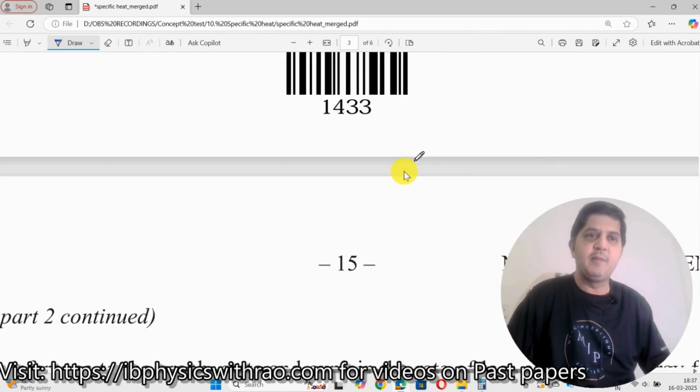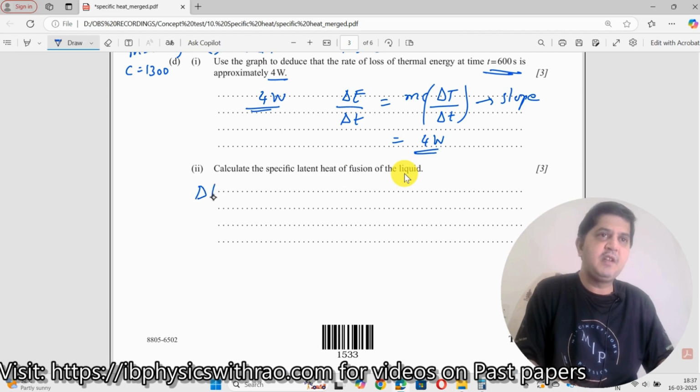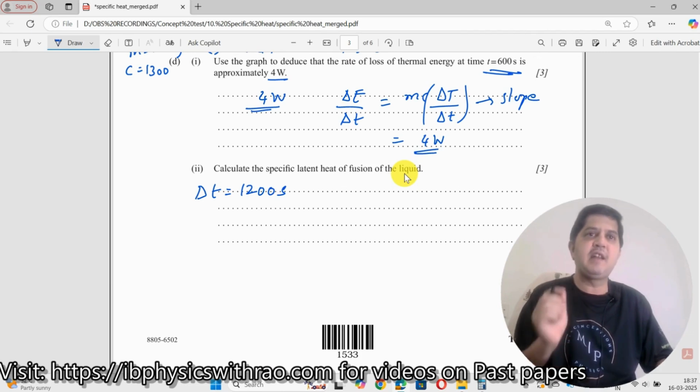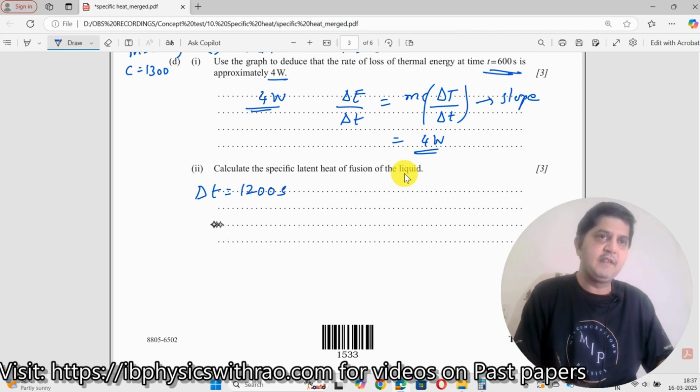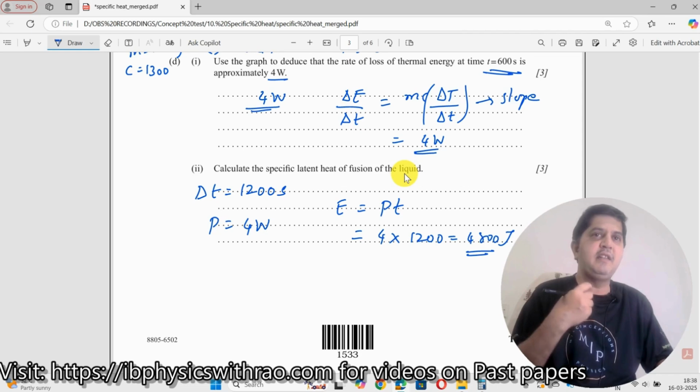So let me go back to my question. I will write delta T is equal to 1200 seconds, in which the liquid to solid transition takes place. And we also know that the power P is equal to 4 watt. So what is the energy which it is losing? The energy lost, E, is equal to power multiplied by time. So I got 4 watt multiplied by 1200, which is equal to 4800 joules. This is the amount of energy the liquid is losing to become a solid.